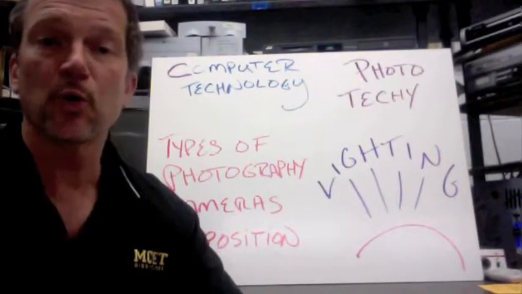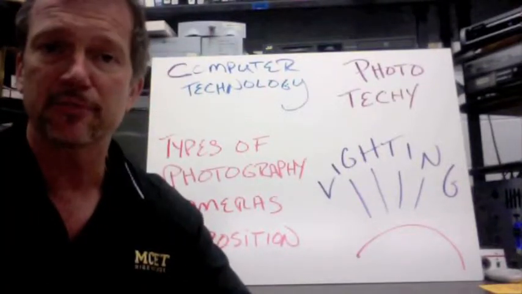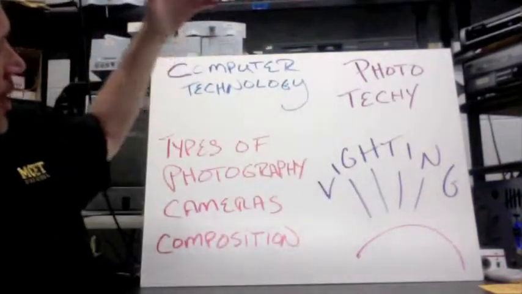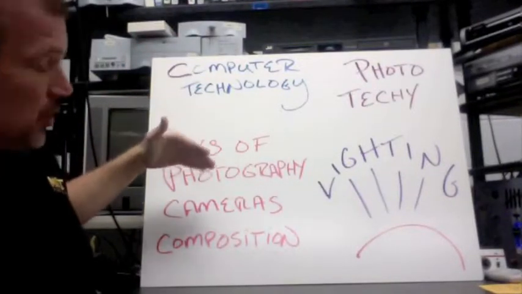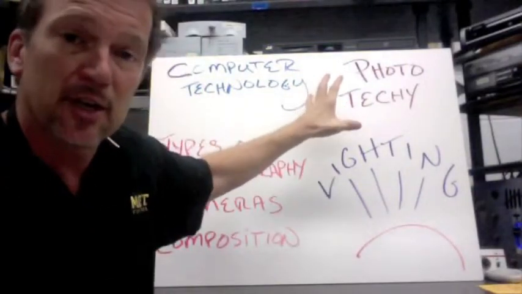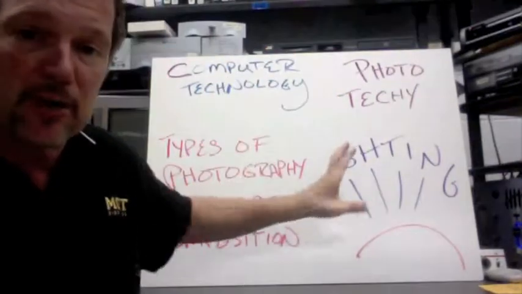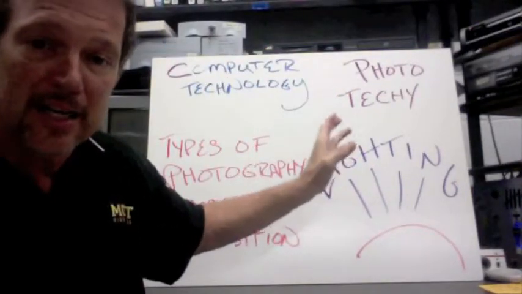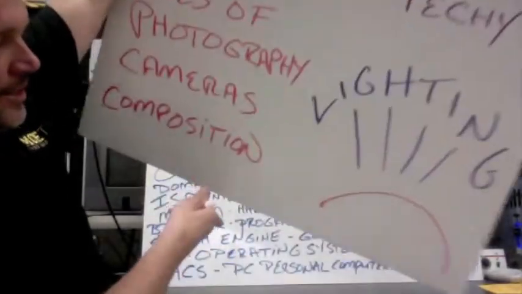This is first quarter midterm review for photography class. We covered 4 major areas in photography this 9 weeks: computer technology, the types of photography, types of cameras, and some composition techniques. We also got pretty technical with some photography technical terminology, and then very important with any type of photography is lighting. So let's start off with our computer technology.